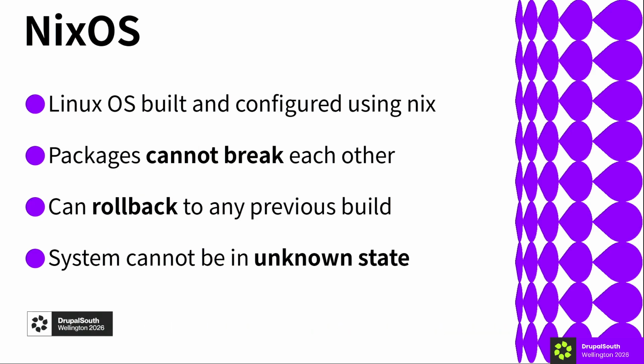Which brings us to NixOS, which is just another thing that Nix can build. It is a full-featured Linux operating system that is completely built and configured with the Nix package manager and the Nix language. And it has some cool features as a result of being built with multiple layers of isolation and reproducibility. It ensures that installing or upgrading a single package cannot break another package in that system. It allows you to roll back to any previously working build that you've ever done. And it ensures that no part of the system is in an inconsistent state during an upgrade.